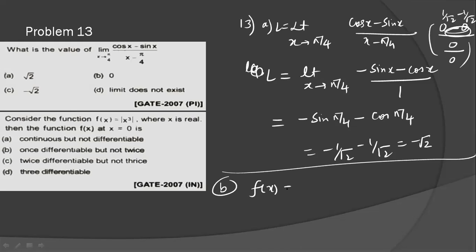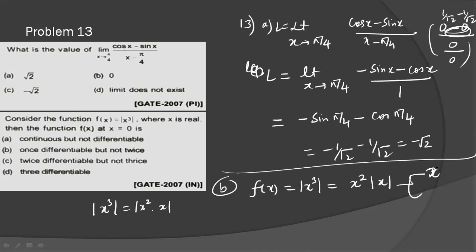And consider the function f x equal to mod x cube, or you can write x square mod x. Mod x cube can be broken as mod x square into x, then it can be written as x square into mod x. And I told you in lecture 16, it is a twice differentiable function, but not thrice. You can see lecture 16 based on this topic only. I have discussed this problem in detail. So I will refer to lecture 16 for this particular problem.